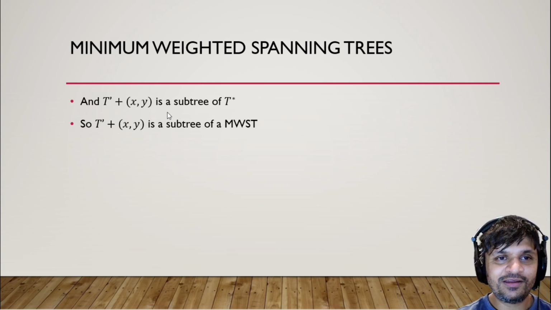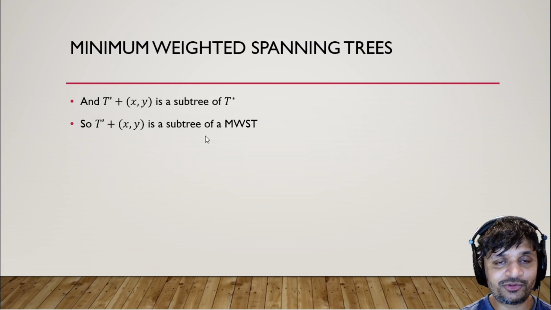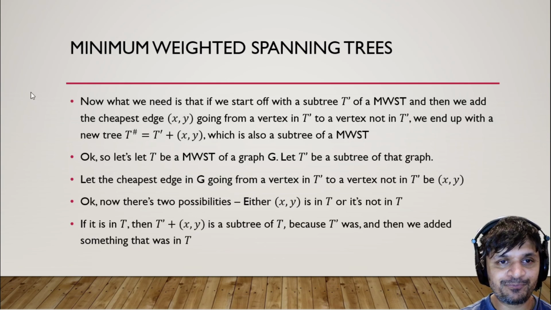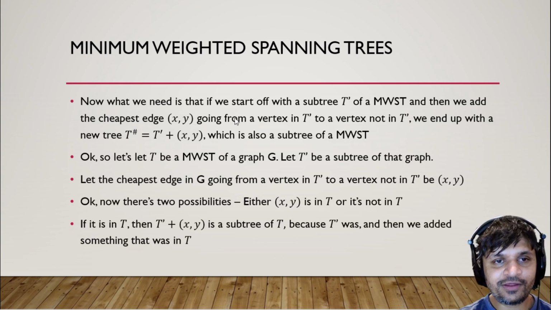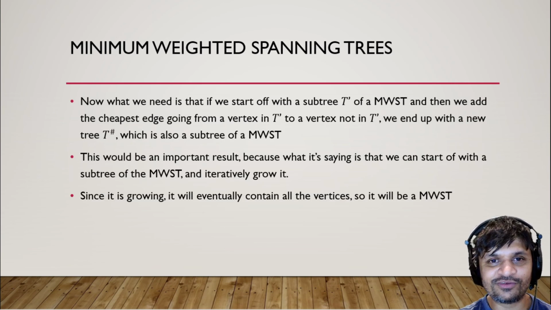And T prime plus xy is a subtree of T star. We already said that earlier. So that means T prime plus xy is a subtree of a minimum weighted spanning tree. And that's the thing we were trying to prove over here. So now that means the algorithm, when it adds edges, always produces a subtree of a minimum weighted spanning tree, which is great, because if we have a subtree of a minimum weighted spanning tree that's just increasing in size, eventually it will be the minimum weighted spanning tree. So what we've shown is that the algorithm produces a minimum weighted spanning tree.